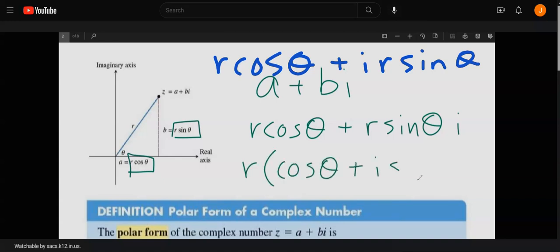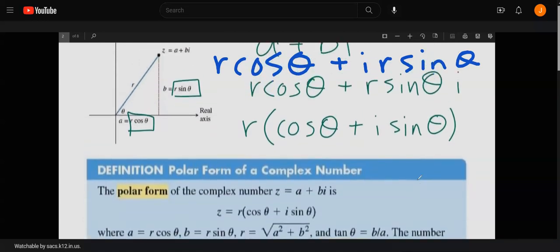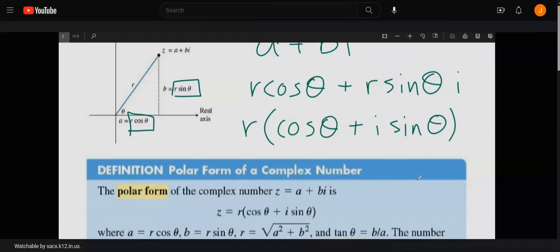Yeah, they like to put the i in front of the sine of theta just because they don't want people to think that i is a part of the angle. I don't know, it's kind of weird, but that's the way they like to do it. Yeah, they just pull the r out. All right, what's next?